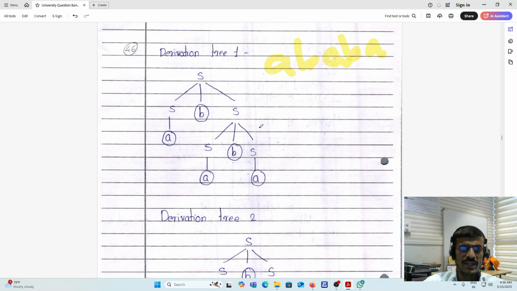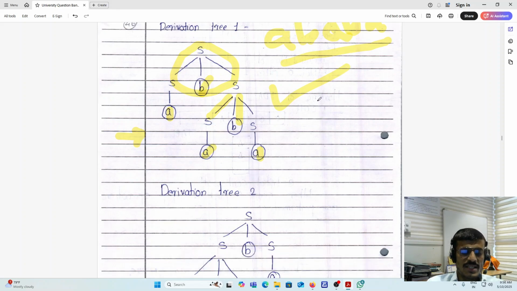So these are the two derivation trees. You can see, as we have given, the production S tends to S B S. That is the first production I have used. This is the terminal symbol, so don't worry about this. Again I have taken the production S tends to A as per the second production. Again from this S, using the first production I'll go to S B S, and finally by using the second production A will be there. So if you go from left to right, the string will be A B A B A. So A B A B A will be read using this derivation tree.